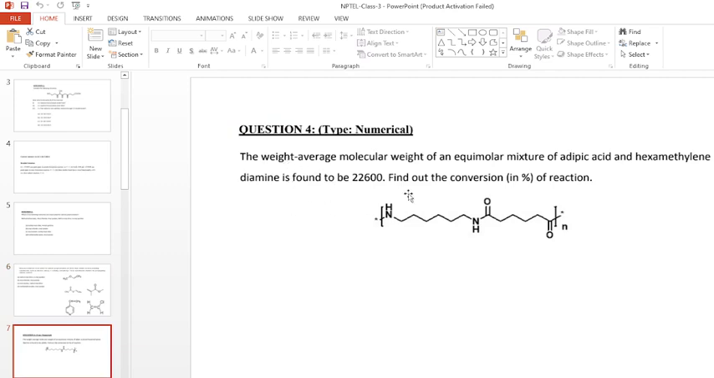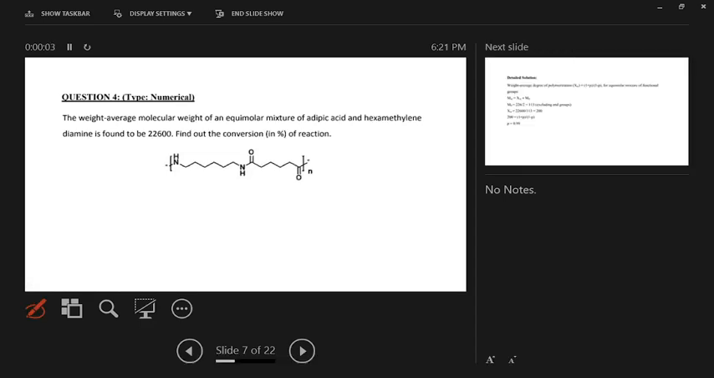Now question number 4. Question 4 is numerical type. The weight average molecular weight of an equimolar mixture of adipic acid and hexamethylene diamine is found to be 22,600. Find out the conversion of the reaction. So we need to find out how much conversion we could have. The weight average molecular weight is already given here.